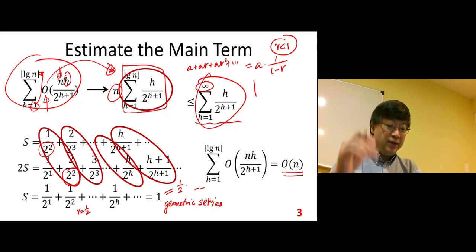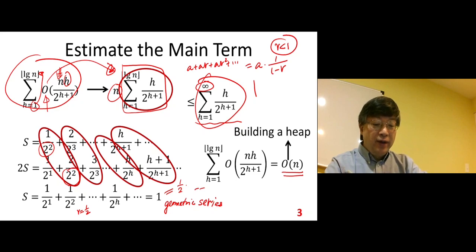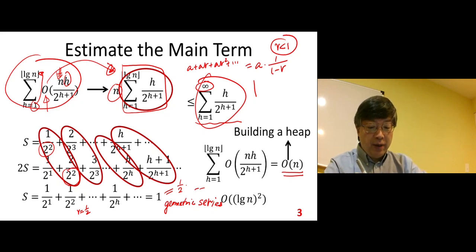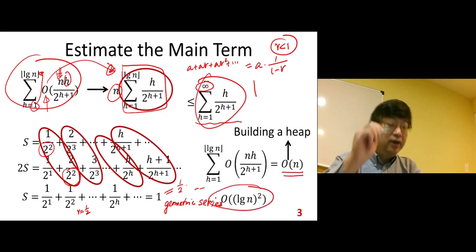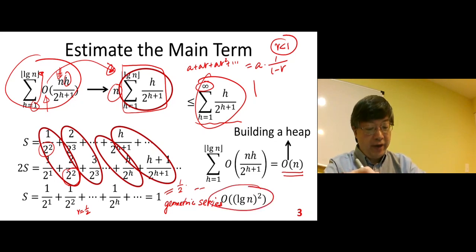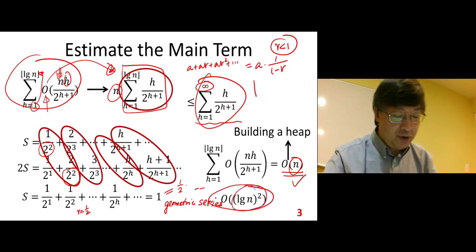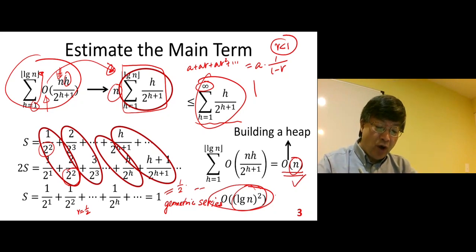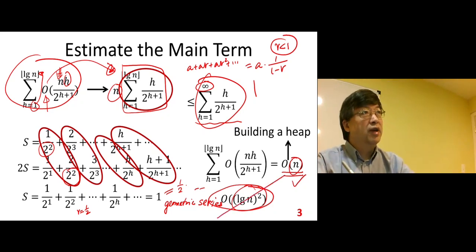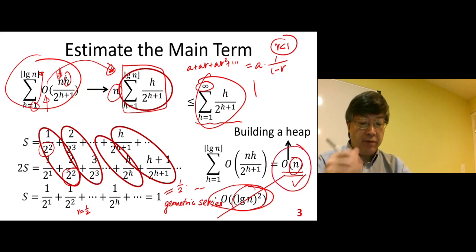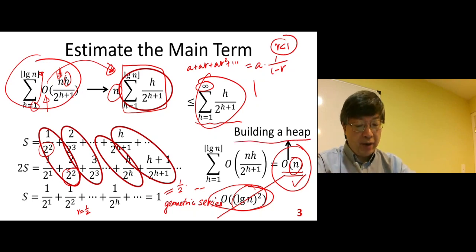So that is this estimate. Remember, when we build a heap, we also need to pay the cost of another term. But this one is dominant. This n dominates the log n squared term in the growth function. So we drop it. We do not need to consider it. We just use the dominant term here. So that is the building cost of a heap, big O of n.